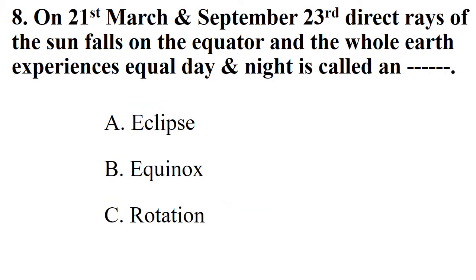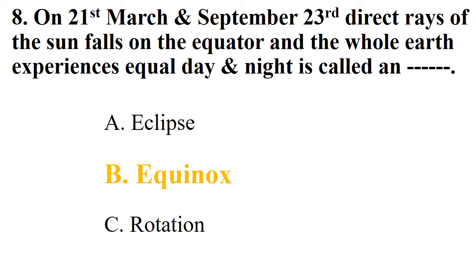Next, on 21st March and 23rd September, direct rays of the sun fall on the equator and the whole earth experiences equal day and night. This is called an. Options: eclipse, equinox, rotation. Right option: equinox.